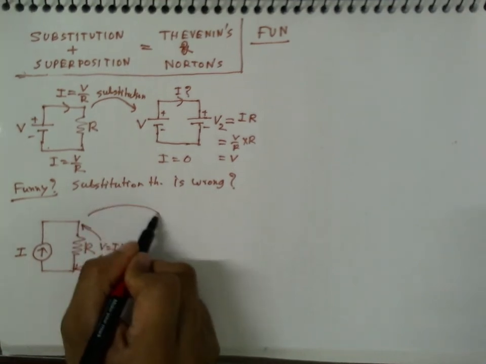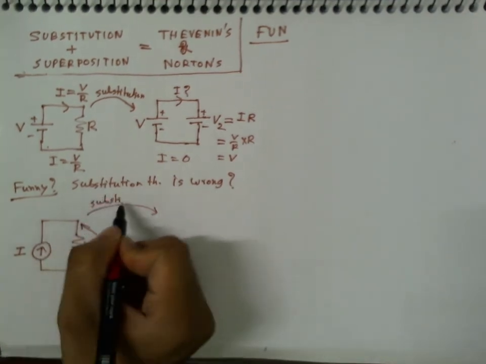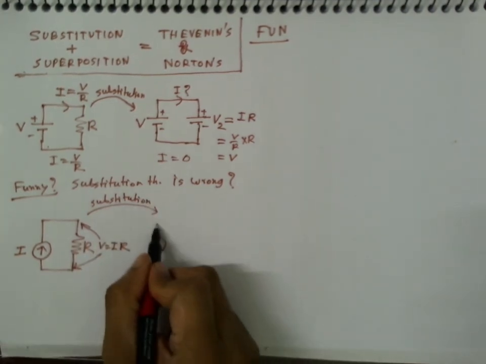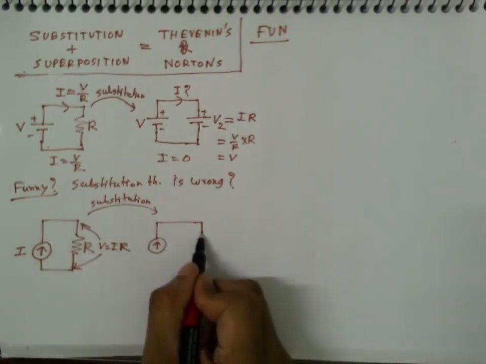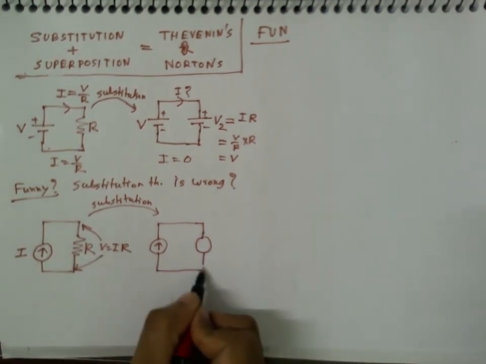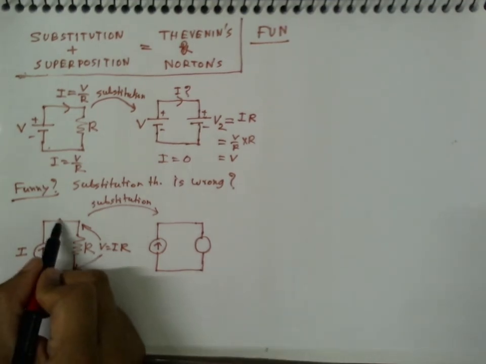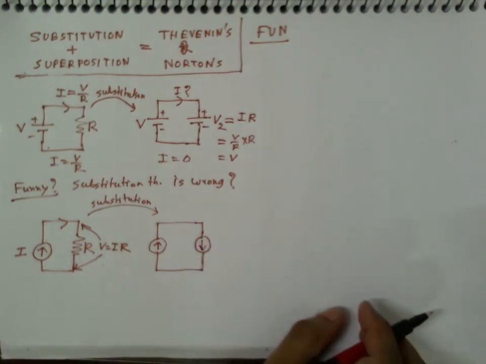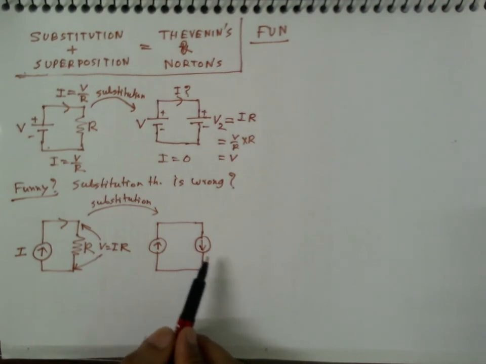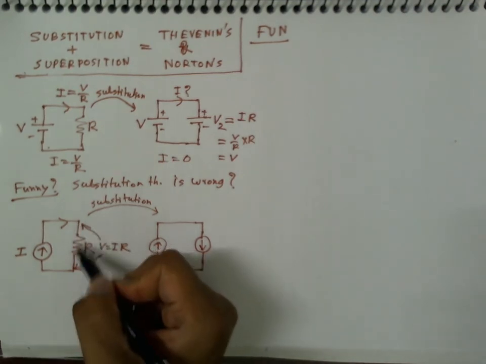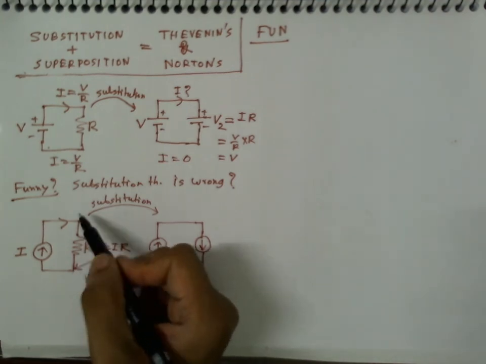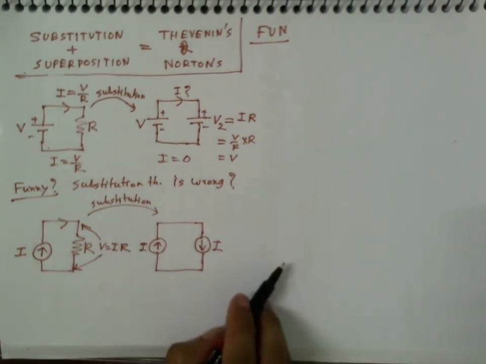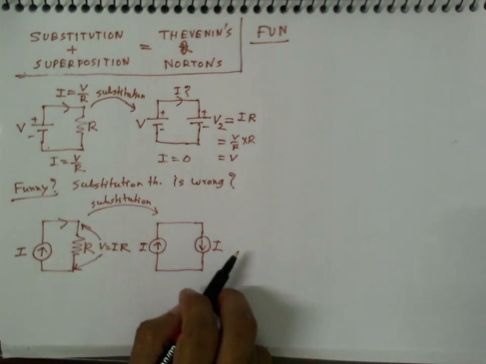Now let us apply substitution, and I will replace this resistance with a current source. Okay, and how should the direction be? In the original circuit, the current was from top to bottom, so here it should also be top to bottom. And what should be the value of this current source? This should be equal to the current in the original circuit in this branch, which was I, definitely, so this should also be I. And this is obviously I, because this is unaltered. Okay, so this is what the substitution theorem gives.